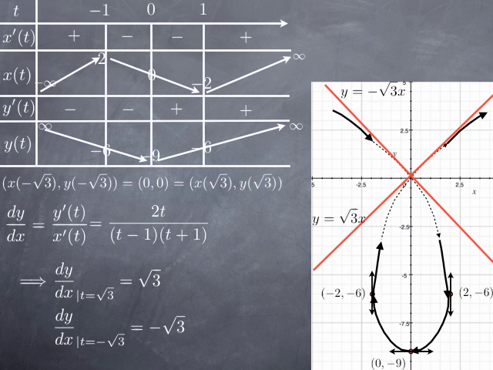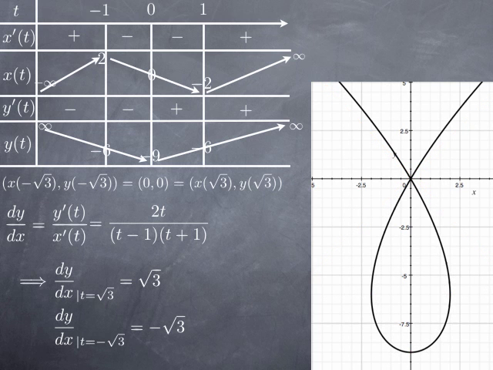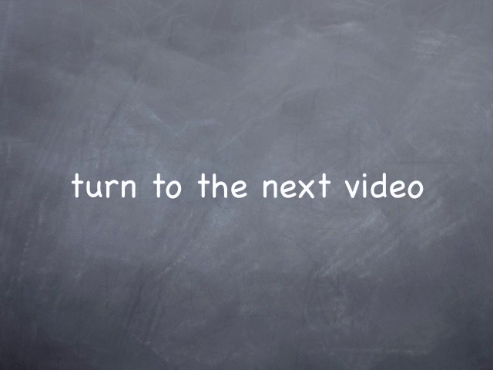And now we can look at a nicer sketch of the graph. Now that we have all that, we could redraw our picture in a more smooth way, and this is what we would obtain. Now let's turn to the next video to look into other types of things that we can study about the parametric curve using calculus.